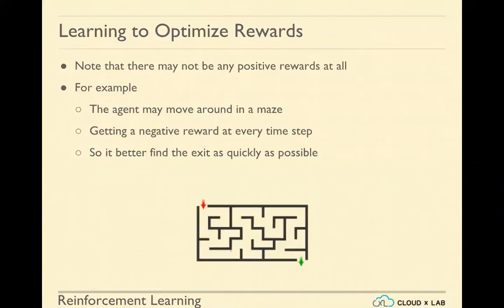Now, basically, reinforcement learning is a bit of strategy combined with whatever we have learned so far in deep learning. There could be scenarios where there are no positive rewards at all. For example, in this maze, it only has punishment, and the punishment is based on how many steps the agent has moved. In this maze, the agent will move around, getting negative rewards at every step. So the objective of the agent is to find the exit as quickly as possible.